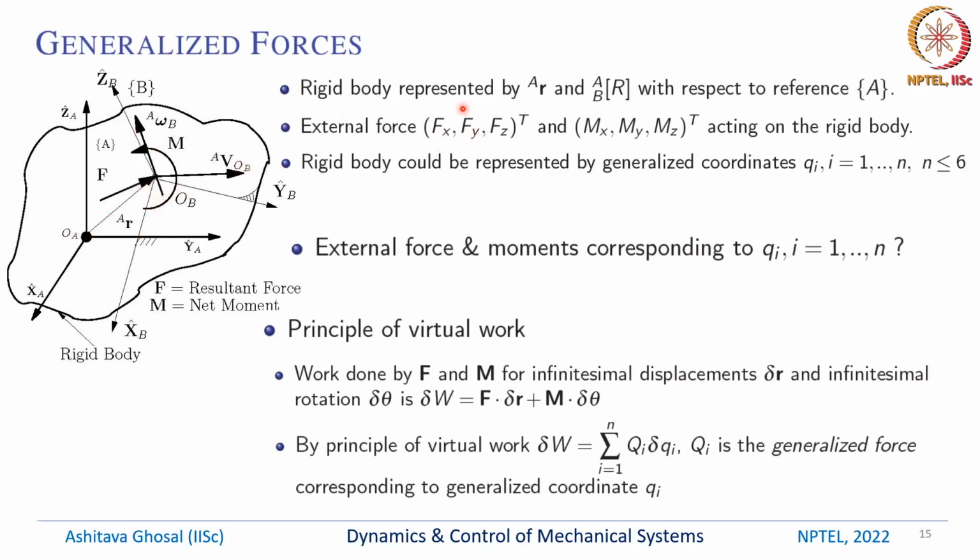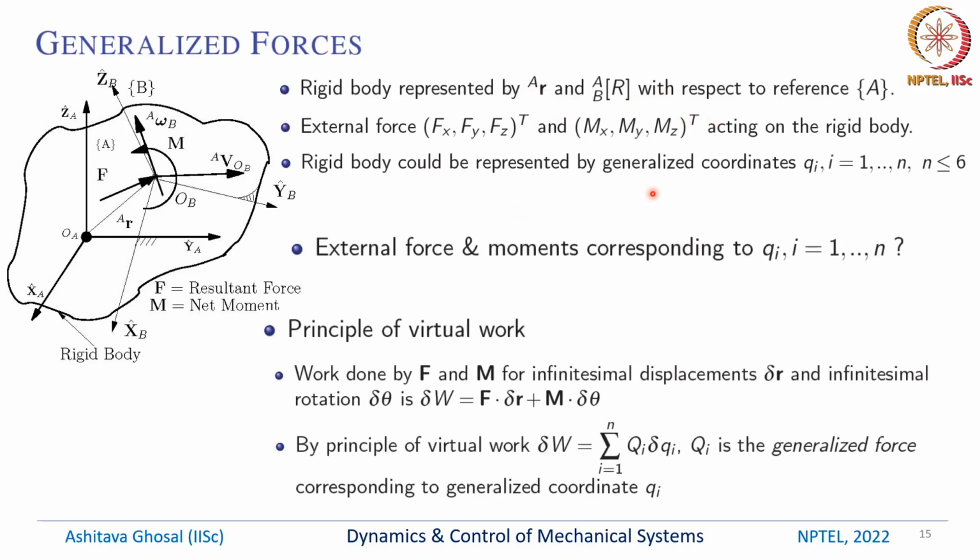So now this rigid body can be represented by this position vector and a rotation matrix ABR. We have seen that. And this is with respect to, so B with respect to A. There is an external force Fx, Fy, Fz vector, okay, column vector, and Mx, My, Mz, which is acting on the rigid body. I could represent the rigid body in this way, some position vector, let's say x, y, z, and a rotation matrix which have three independent quantities.